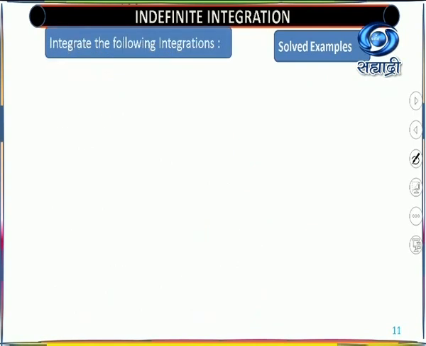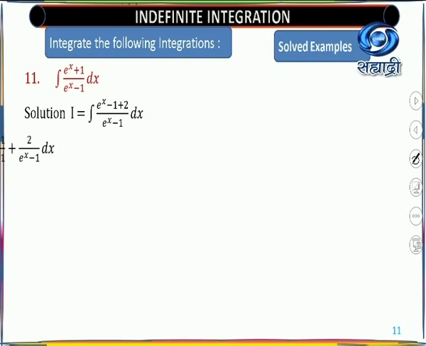So we'll begin with our next example, that is the 11th one. E raised to x plus 1 upon e raised to x minus 1 dx. I told you that exponential functions are very easy to simplify because you want the numerator in terms of the denominator. So what is there in the denominator? Only the difference of the sign. So you have to add and subtract 1. So e raised to x minus 1 plus 2 upon e raised to x minus 1 dx. Now if you separate out, you will get your result.